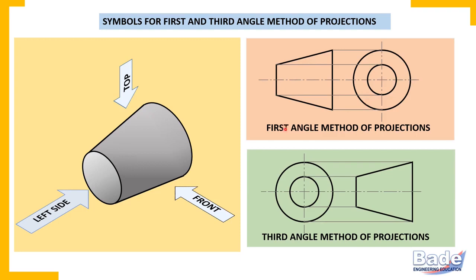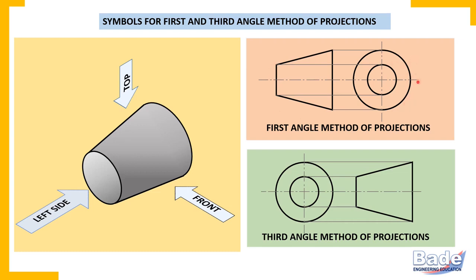So when we use first angle method of projection, we need not mention it in words. Instead, we draw just these two views of the frustum of a cone. This symbol suggests that the first angle method of projection is used in that particular drawing sheet.